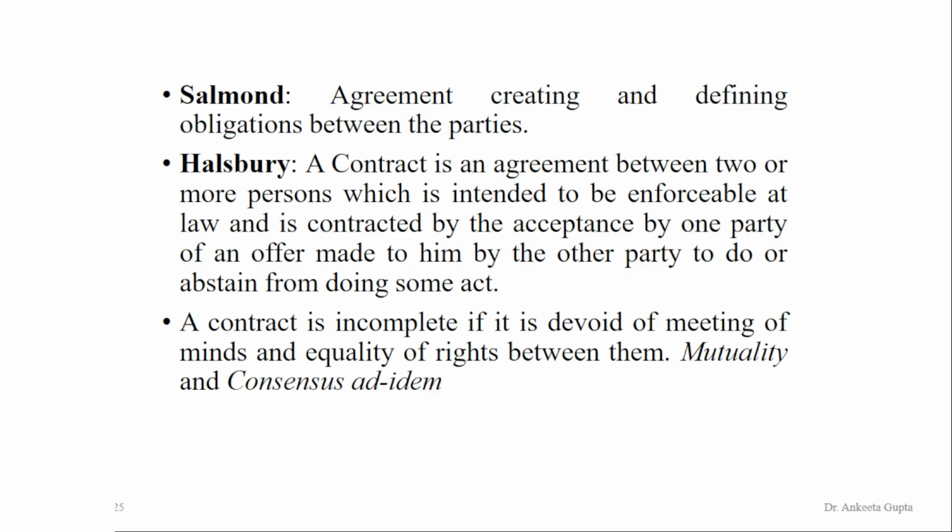So, Halsbury's Laws of England is basically codification of, not exactly codification, but the encyclopedia which mentions all the jurisprudential principles that have been introduced by way of precedent, discussions, ratio decidendi by the courts at different levels. So, according to Halsbury, a contract is an agreement between two or more persons which is intended to be enforceable at law and is contracted by the acceptance by one party of an offer made to him by the other party to do or to abstain from doing an act.